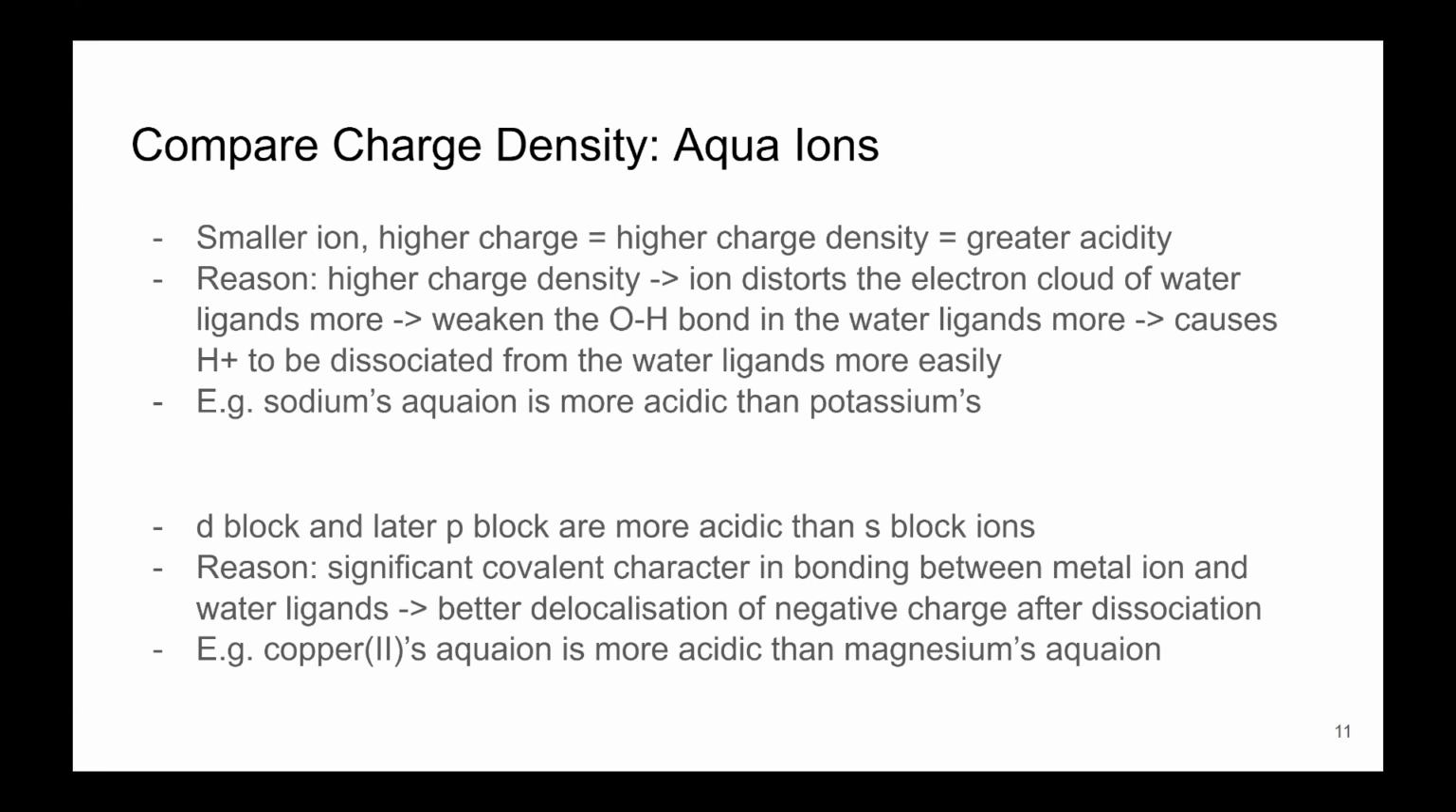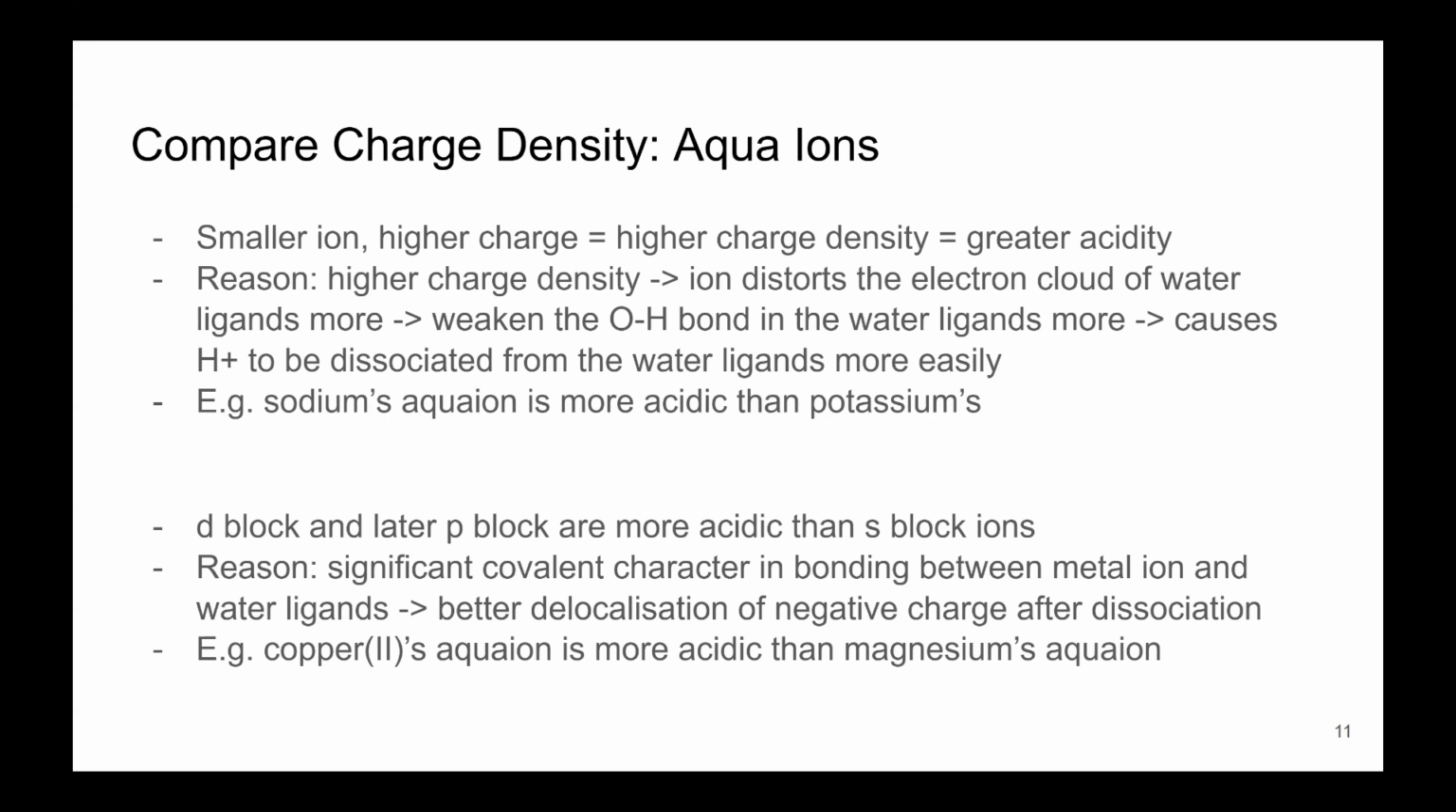This is because a higher charge density on the ion will cause it to distort the electron cloud of the water ligands that surround it more, and that weakens the OH bond in the water ligands further and causes the H plus to be dissociated more easily. So, for example, sodium's aqua ion is more acidic than potassium's because sodium ion is smaller than potassium ion, even though they have the same charge.